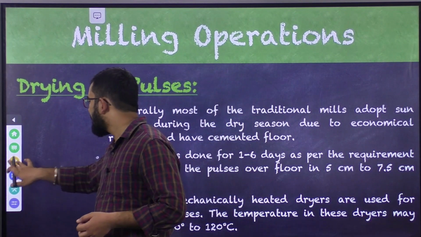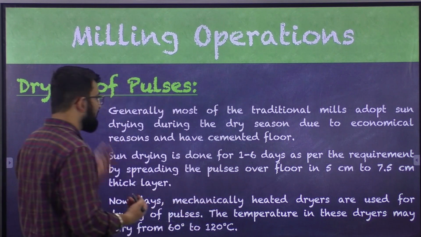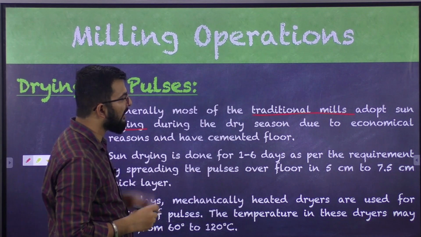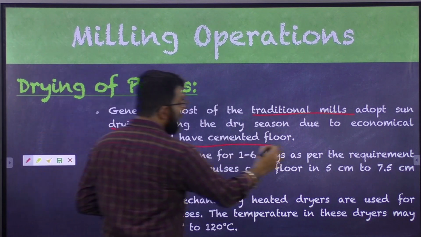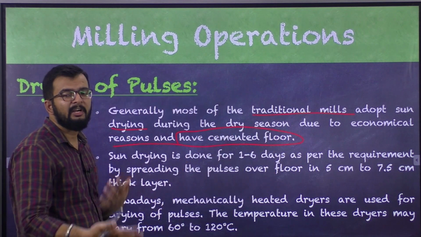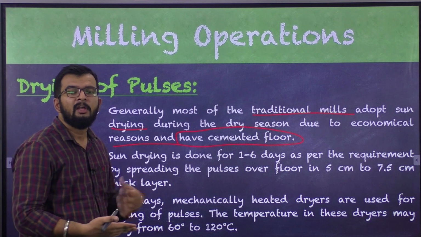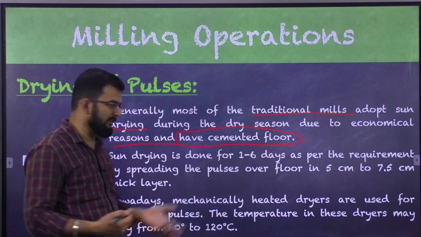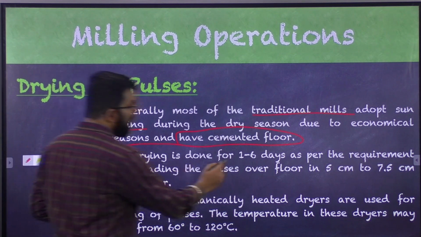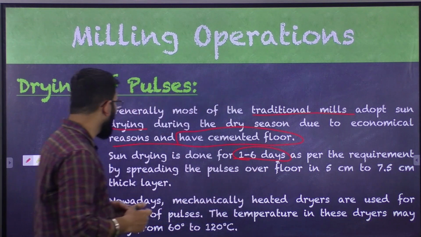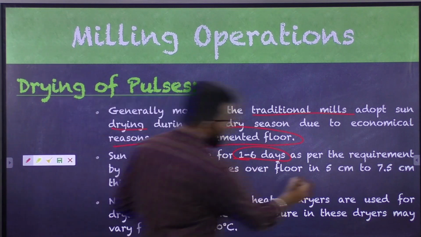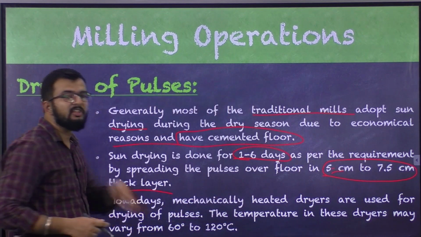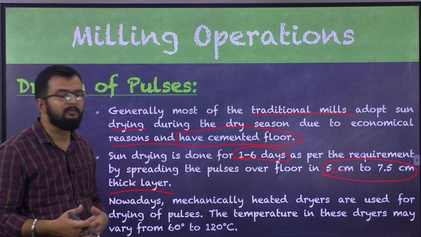Why? Because it is cheap, it is free of cost. Okay, so most of the traditional pulse mills utilize sun drying during the dry season due to economical reasons and have cemented floors. That is, they have a separate backyard which is a fully cemented floor where they spread the pulses on the ground and keep it for sun drying for several days. Okay, sun drying is done for 1 to 6 days, as per the requirement, by spreading the pulses over the floor to a thickness of 5 to 7.5 centimeter. Okay, so the layers in which they are spread over the cemented floor is 5 to 7.5 centimeter.